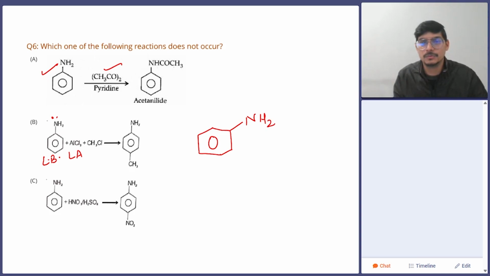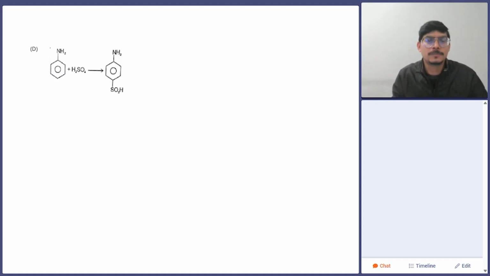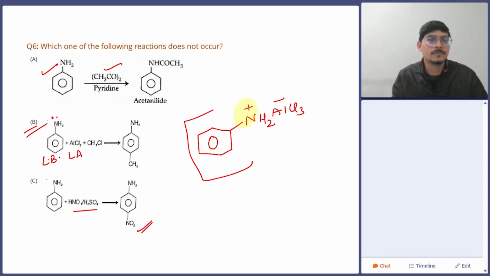So this is NH2+ and AlCl3-. So the moment nitrogen gets a positive charge, it becomes reluctant to donate its electron and the reaction becomes non-feasible. So the answer that makes sense here is option B. Okay, so aniline does undergo nitration, giving us a mixture of nitration products. So this is one of the products. Option C is feasible. And option D is also feasible because this is a famous method for the preparation of sulfanilic acid, which is used as a precursor for making colored compounds we call dyes. Okay, so the correct answer here is option B.